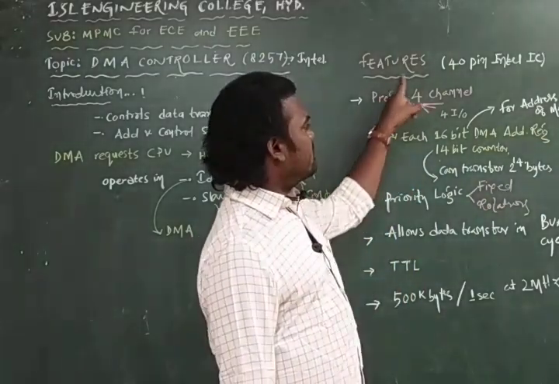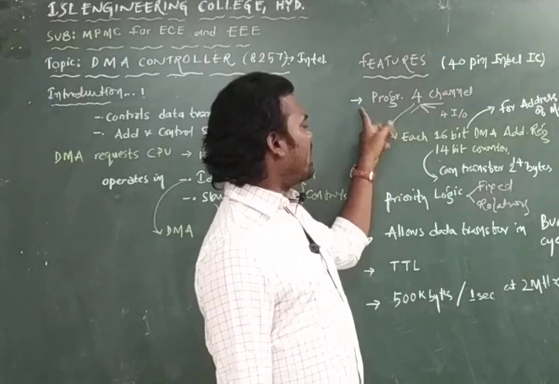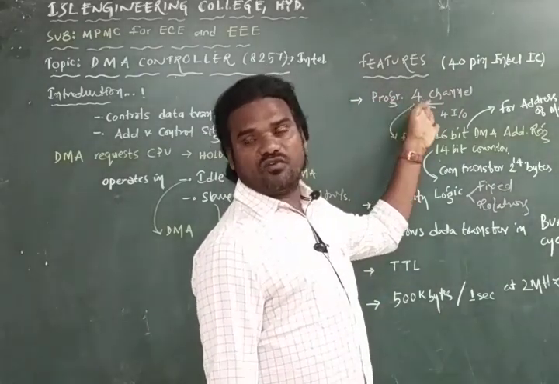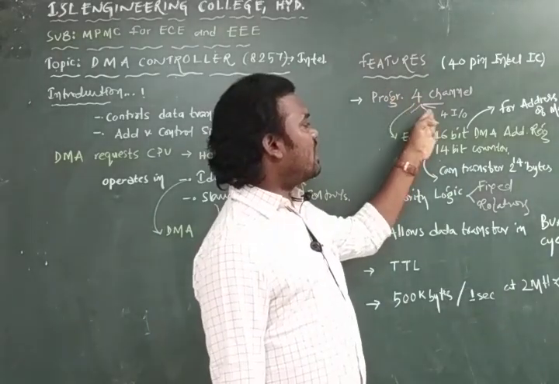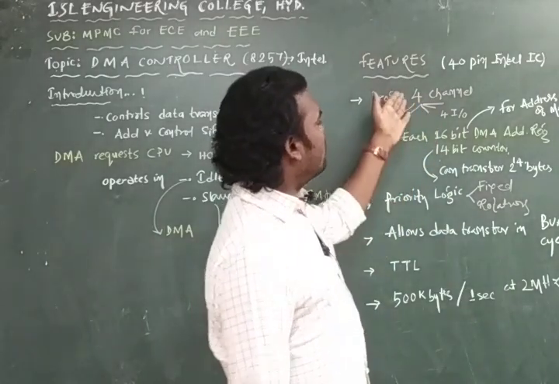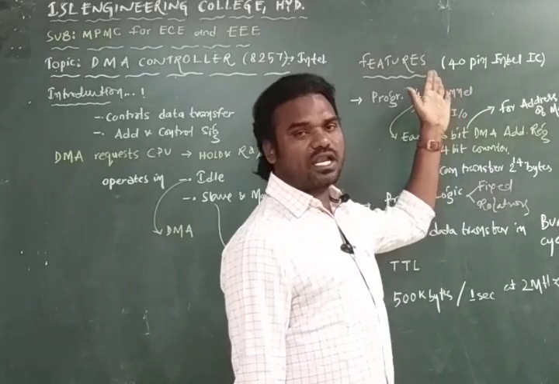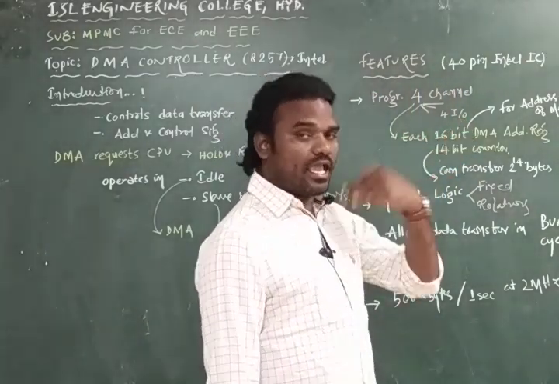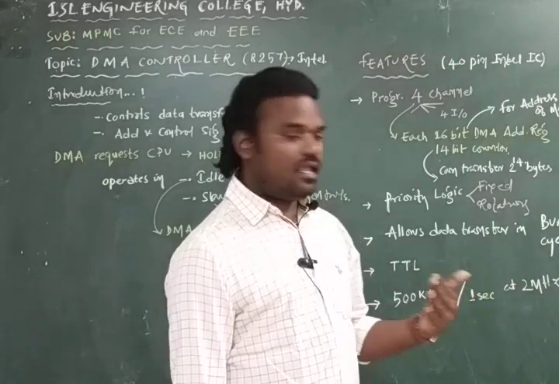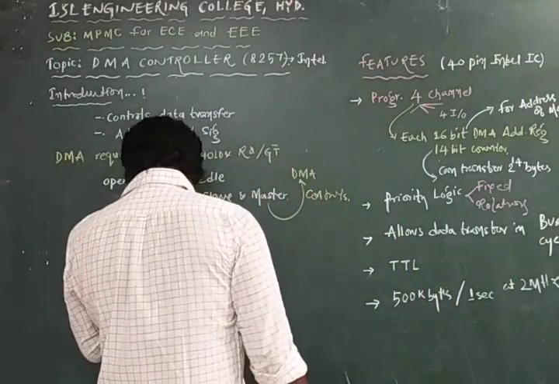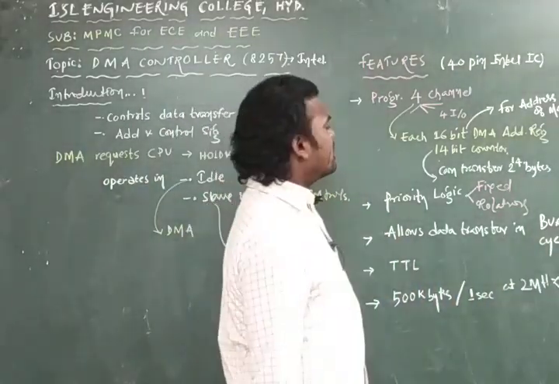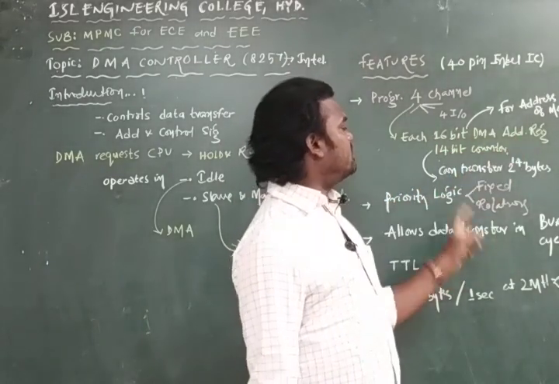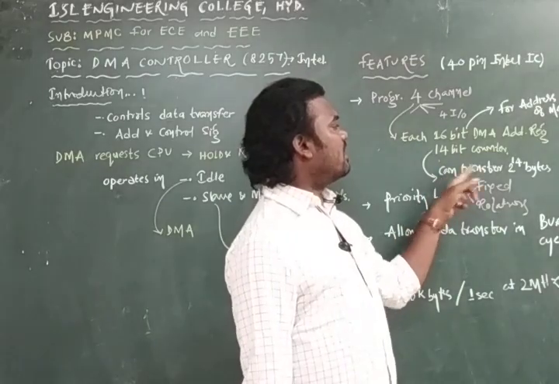Here it is a 40-pin integrated circuit, a programmable IC, and it has 4 channels for input output devices. It is a 4 channel DMA controller, so 4 input output devices can be interfaced at a time with the 8257 DMA controller. Each channel has a 16-bit DMA address register and a 16-bit counter.